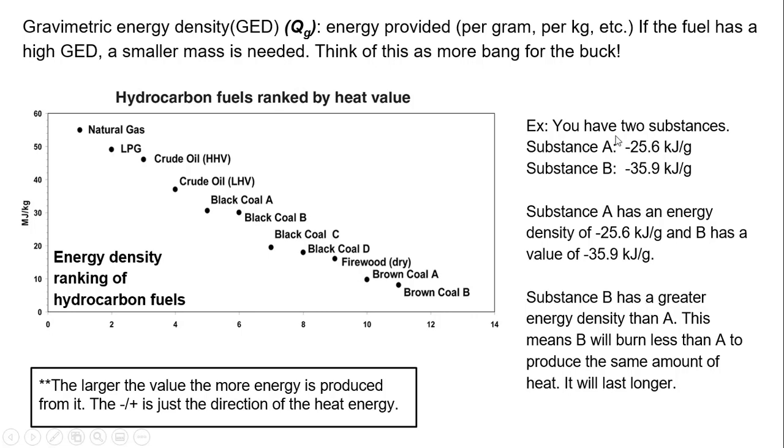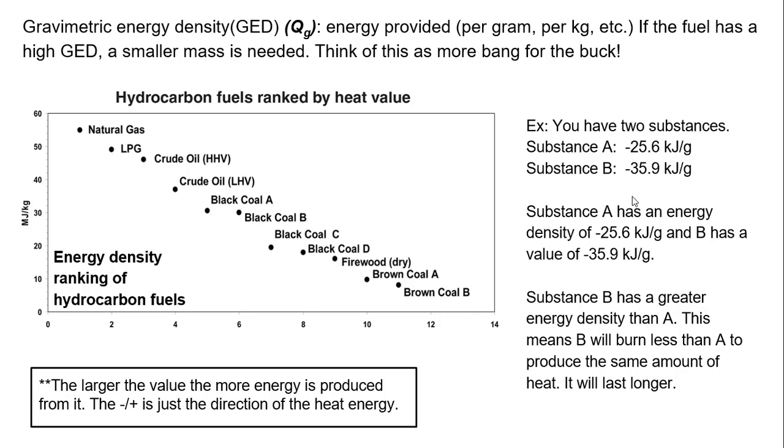So if you look here, we have an example. You have a substance A that's negative 25.6 kilojoules per gram, and you have a substance B that's negative 35.9 kilojoules per gram. Now, do not get confused with what this means. This is a combustion reaction. These are fuels. We put fuels in our car, like octane. We use propane, we use methane. You want high number values.